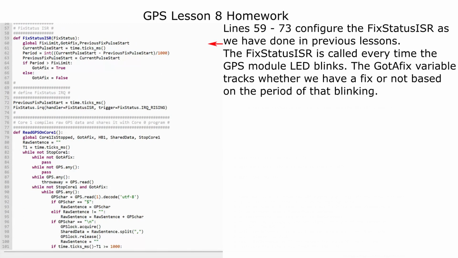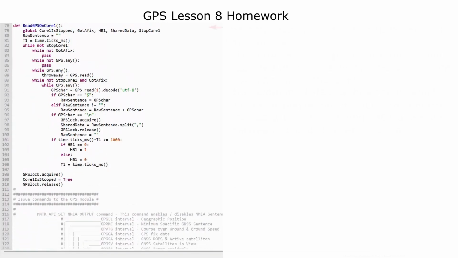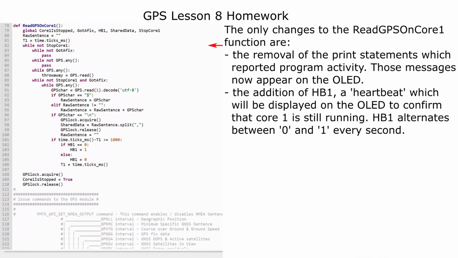Lines 59 to 73 configure the fixed status ISR as we have done in previous lessons. The fixed status ISR is called every time the GPS module LED blinks. The GottaFix variable tracks whether we have a fix or not based on the period of that blinking. The only changes to the read GPS on core 1 function are the removal of the print statements, which reported program activity. Those messages now appear on the OLED, and the addition of HB1, a heartbeat which will be displayed on the OLED to confirm that core 1 is still running. HB1 alternates between 0 and 1 every second.